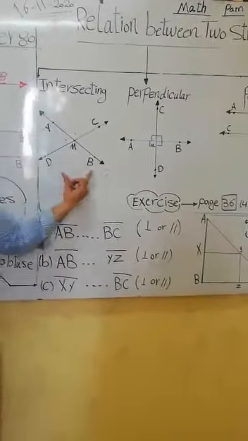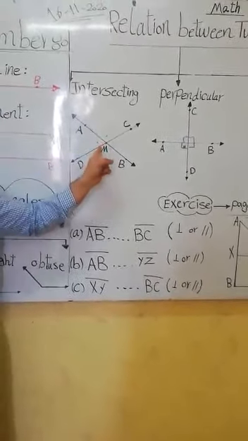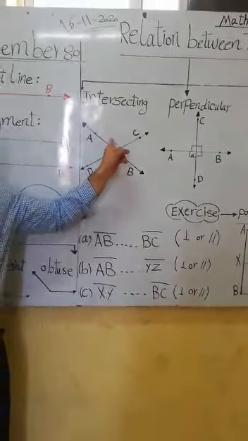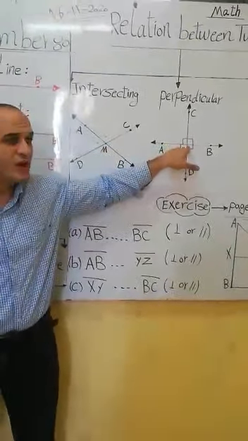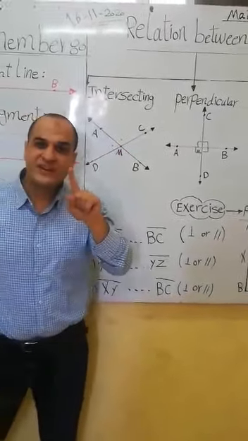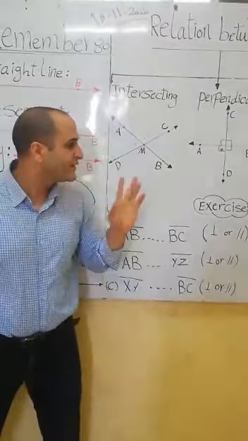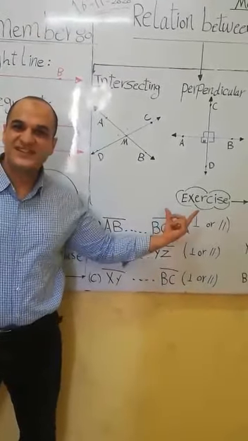A very important note between these two. Intersecting lines meet at a point, intersect at one point. And perpendicular lines intersect at one point. But intersecting lines do not make a right angle. Now let's answer this exercise.